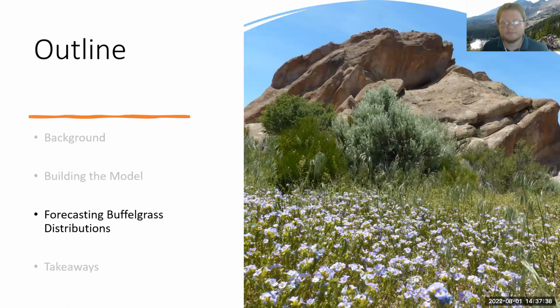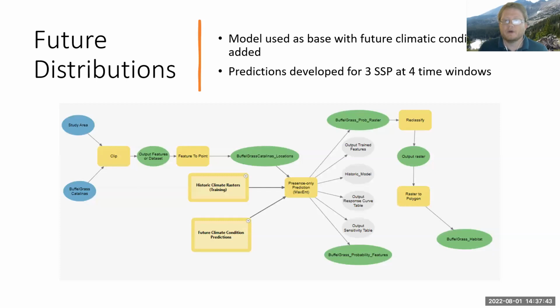All right, so how was this model used to forecast future distributions? We took this model, and we had environmental rasters for what likely environmental conditions will be under a light, medium, and heavy or severe climate change scenario at 4 different time windows. And we matched these rasters to our original rasters that we built the model with, and then used the future climate conditions as prediction rasters to model where bufflegrass might end up being under those future conditions.